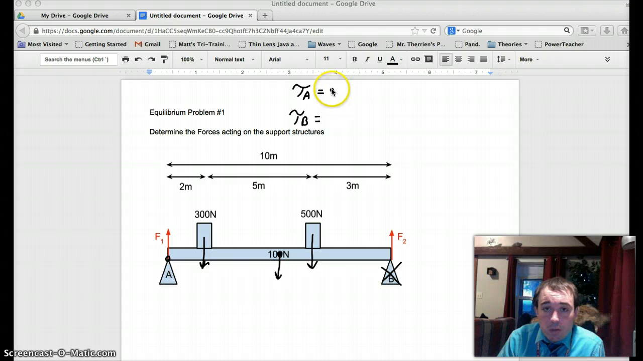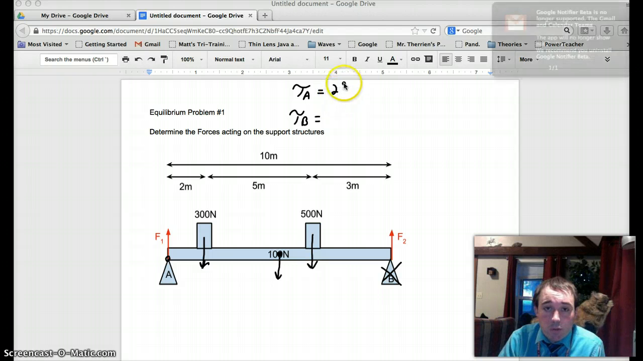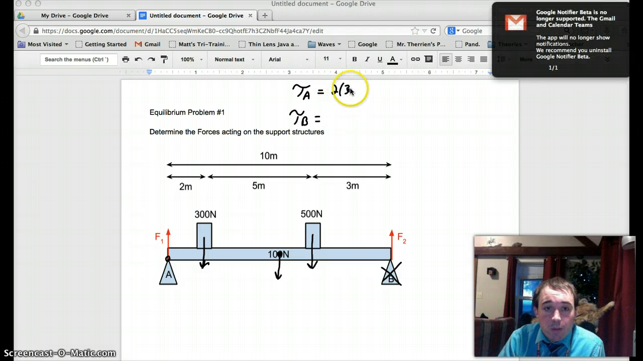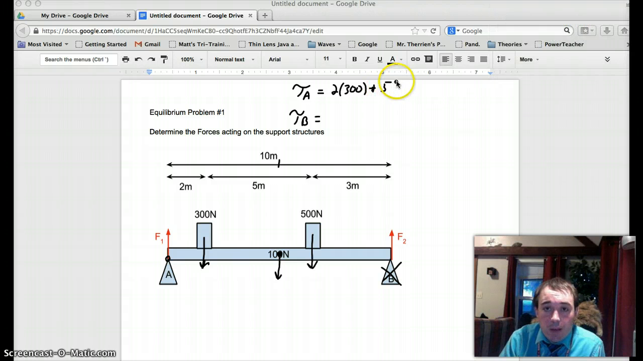So relatively quick, our torque around A, remember clockwise is going to be positive. So we're going to have 2 times 300. From this 300 Newton force, we have a lever arm of 2 meters, 300 Newton force going down. That's a clockwise. Plus, the center of mass is going to be halfway. This whole thing is 10 meters, so it's going to be at the 5 meter mark. So 5 meters away from object A, so 5 times 100, plus 500 is 2 plus 5 meters, so its lever arm is 7 times 500.